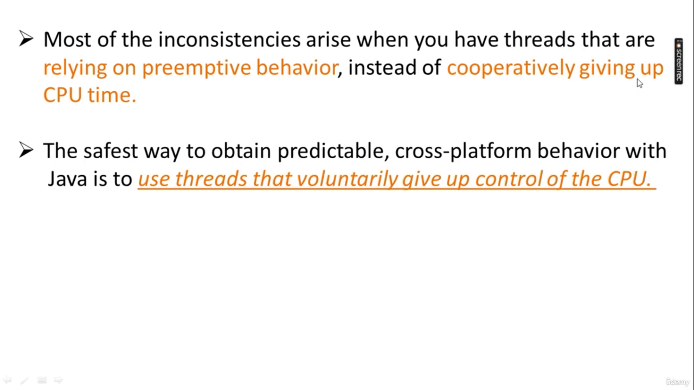The safest way to obtain predictable cross-platform behavior with Java is to use threads that voluntarily give up control of the CPU.